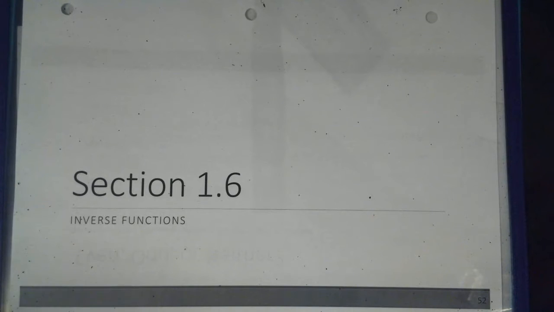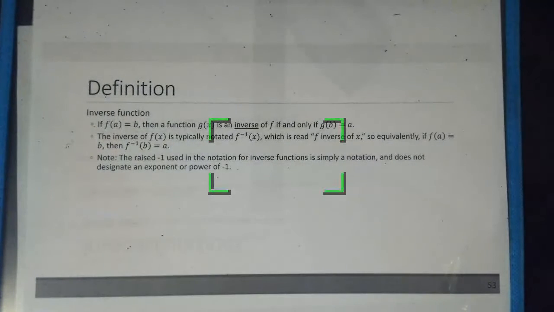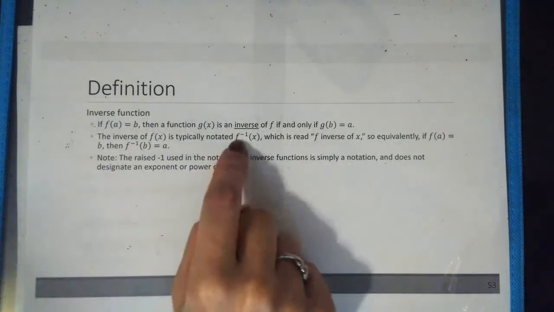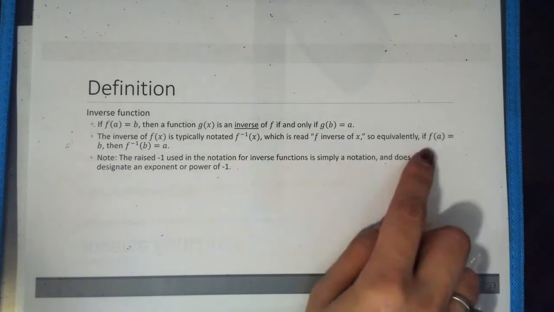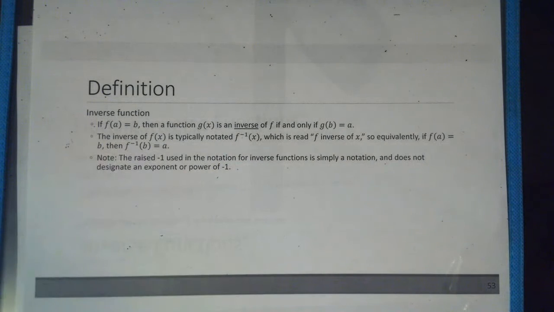In this video, we'll be looking at section 1.6, which covers inverse functions. If f of a equals b, then a function g of x is an inverse of f if and only if g of b equals a. The inverse of f of x is typically notated as f superscript -1 of x, which we read as f inverse of x. So equivalently, if f of a equals b, then we can say f inverse of b equals a.